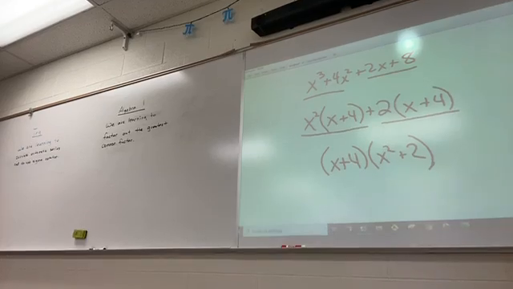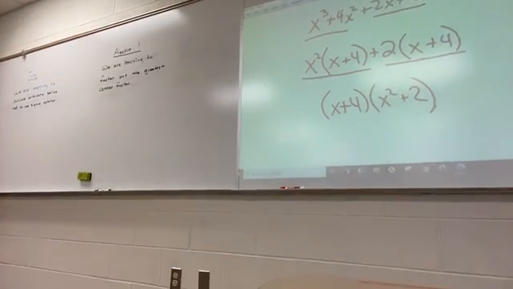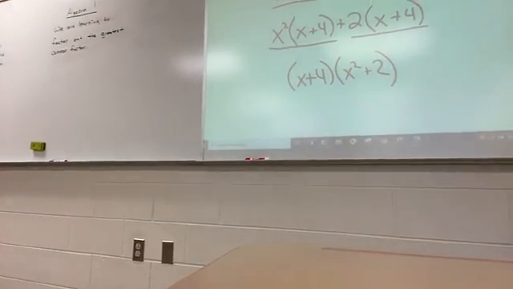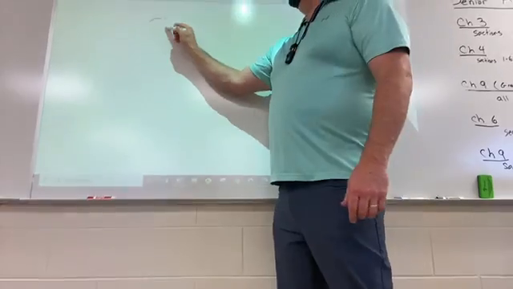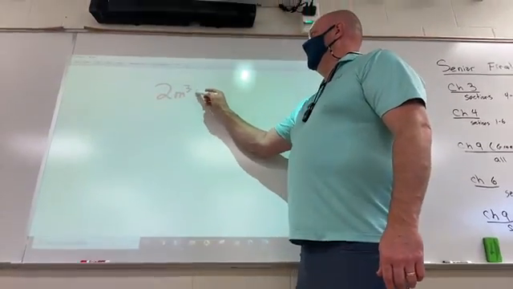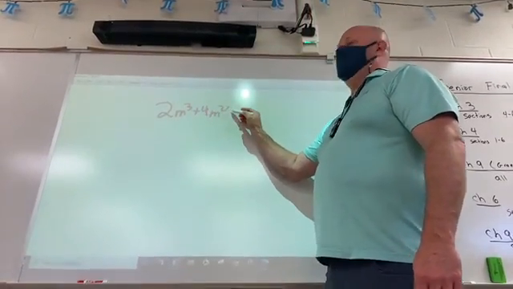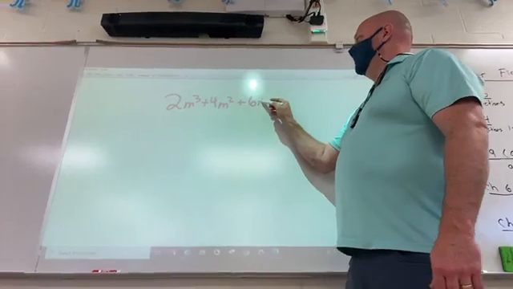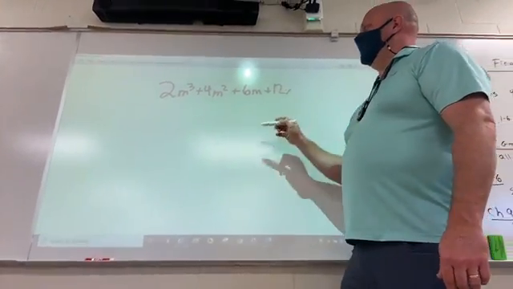Let's try number 18 together. What's 18? Somebody read that to me, will you? 2m to the third plus 4m to the second plus 6m plus 12. Great.